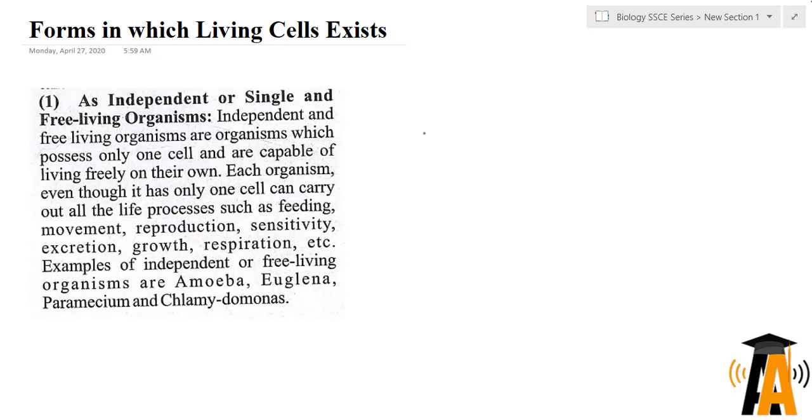Hello guys, and welcome to today's class. In this class we'll be looking at forms in which living cells exist. We've started with cells, so we'll be looking at the various forms in which they exist.